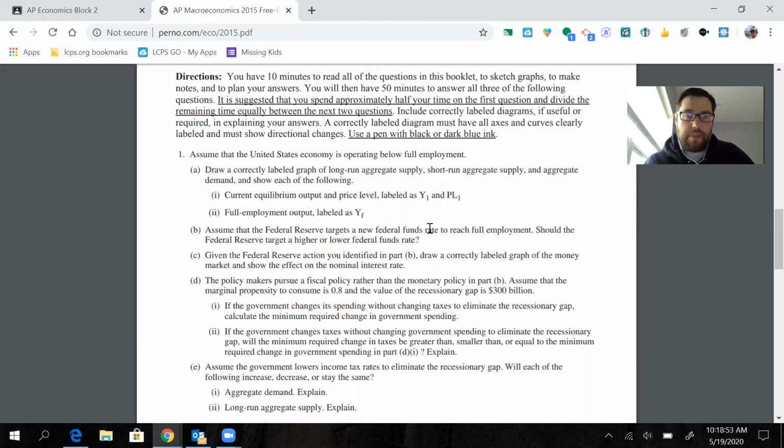All right, part A is going to be draw a correctly labeled graph of long run aggregate supply, short run aggregate supply, and aggregate demand, and show each of the following. So essentially, part A is just going to draw the graph showing a recessionary gap. So this is pretty straightforward, and they want us to label things in a certain way.